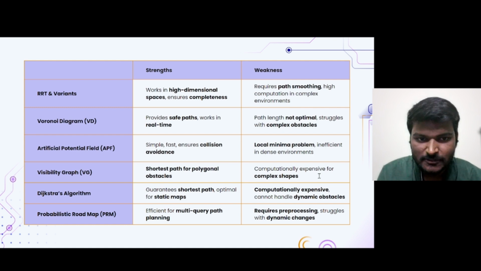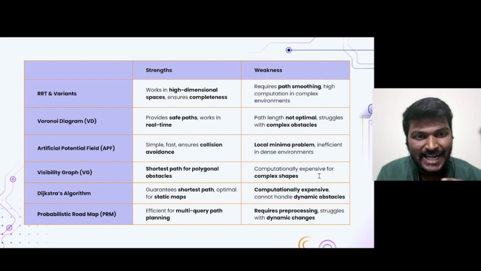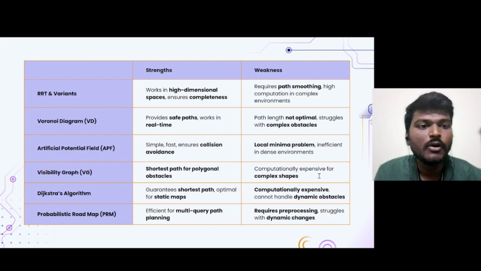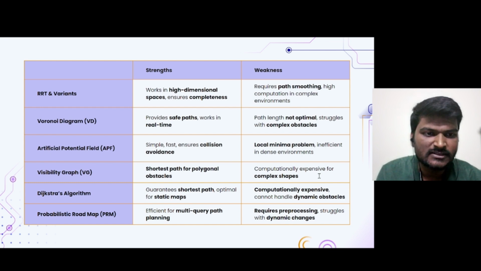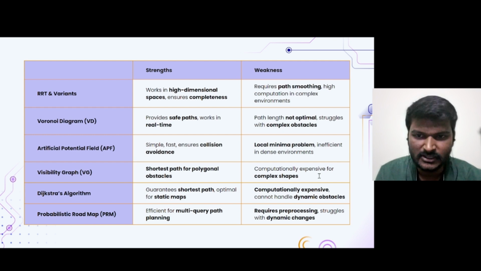It builds a tree by randomly sampling points in the environment and connecting them to the nearest node in the tree, expanding towards the goal. It repeatedly randomly picks a direction, walks a few steps, and marks the spot with a flag, slowly building a path. If it sees an obstacle, it stops and tries a different path.